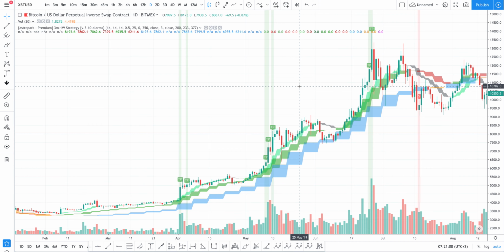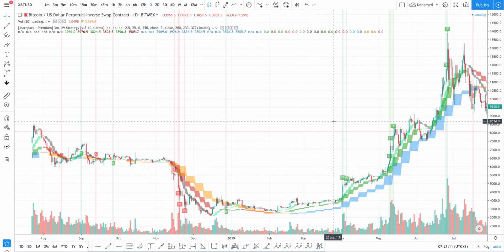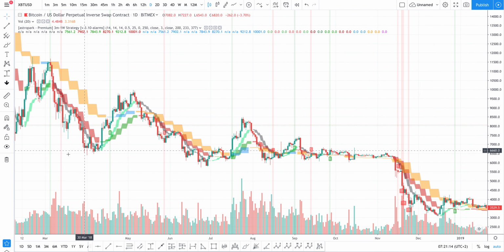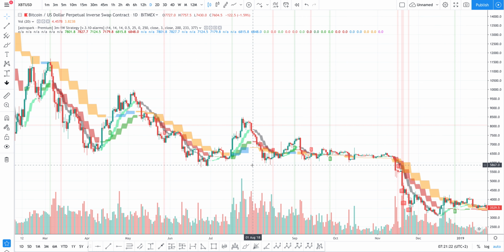Of course, as you can see, we have very few trades. Here we were in a sideline period, so more trades here. Here a buy, here a sell, and so on.